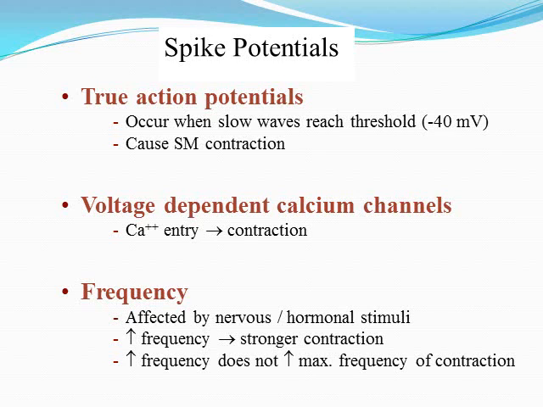As opposed to the slow waves, we also have what are called spike potentials. These are action potentials that cause contraction when the slow wave hits threshold. And so input from the central nervous system, from the parasympathetic system, will create these spikes. This is calcium entry, so it is voltage-gated calcium channels as opposed to sodium channels. And this is affected by nervous and hormonal stimuli to, again, increase frequency and cause stronger contractions. But the maximum frequency is set by those slow waves.